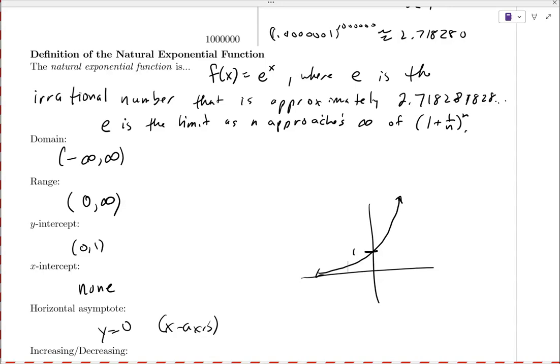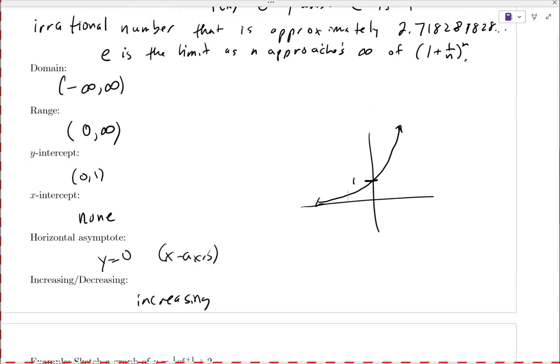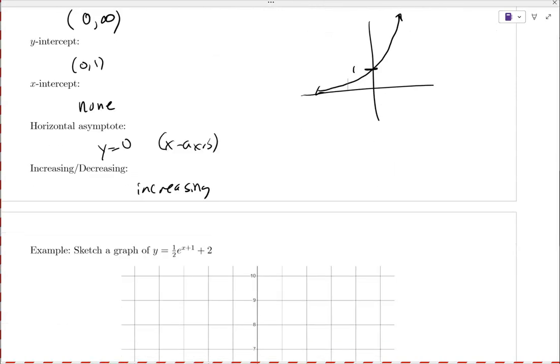The other properties are the same properties that all exponential functions have. The domain is all real numbers. The range is all positive numbers. It crosses the y-axis at 1. It never crosses the x-axis. And we have a horizontal asymptote at 0. So this is just reviewing, actually, all exponential functions. Remember, all exponential functions have these properties. Whether it's increasing or decreasing depends on whether your base is greater than 1 or between 0 and 1.